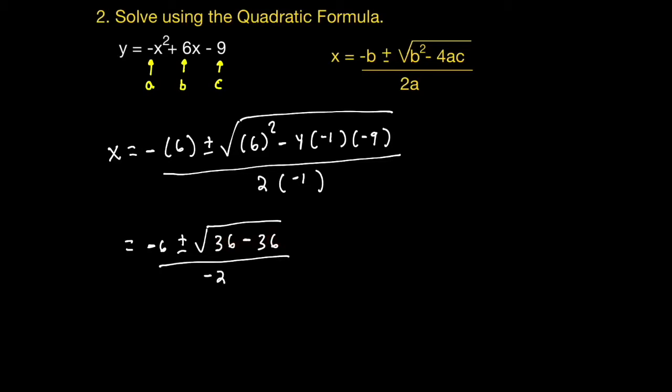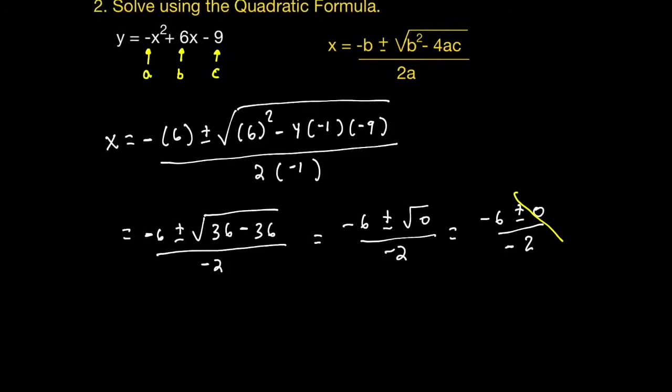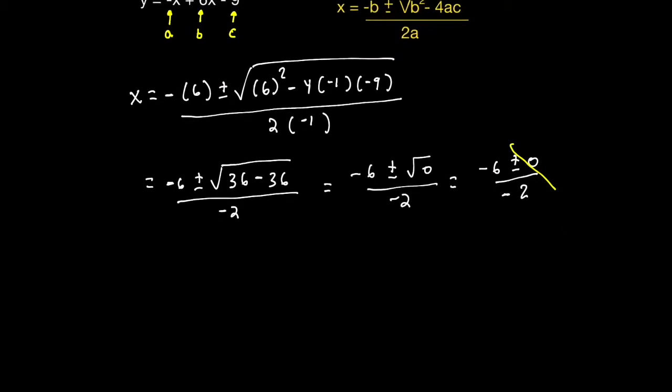Now here underneath the radical, 36 minus 36, we're going to get 0. And the square root of 0 is going to be 0. Here on the right, this is going to cancel out. So in reality we just have negative 6 over negative 2. And a negative divided by a negative is positive, so the solution here is going to be positive 3.